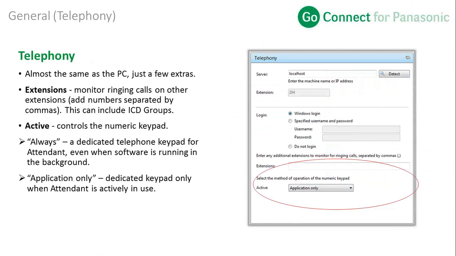So if we go now to the big red circle, at the top we have an extensions text box.